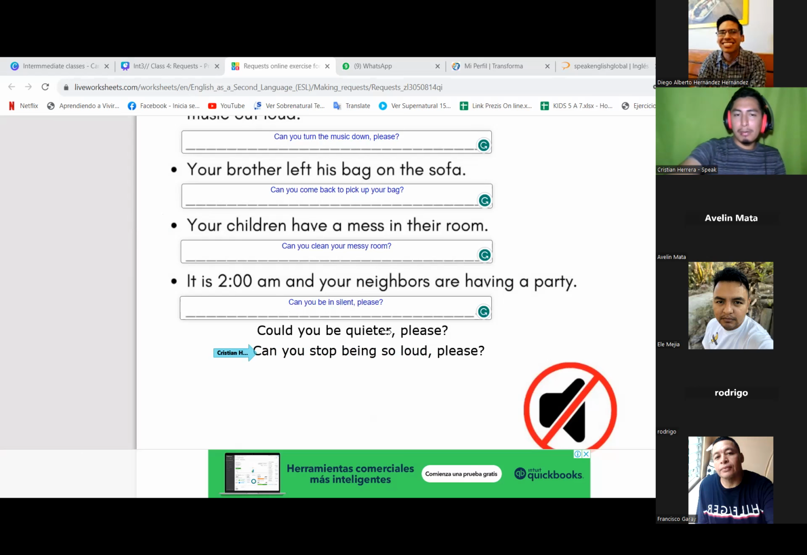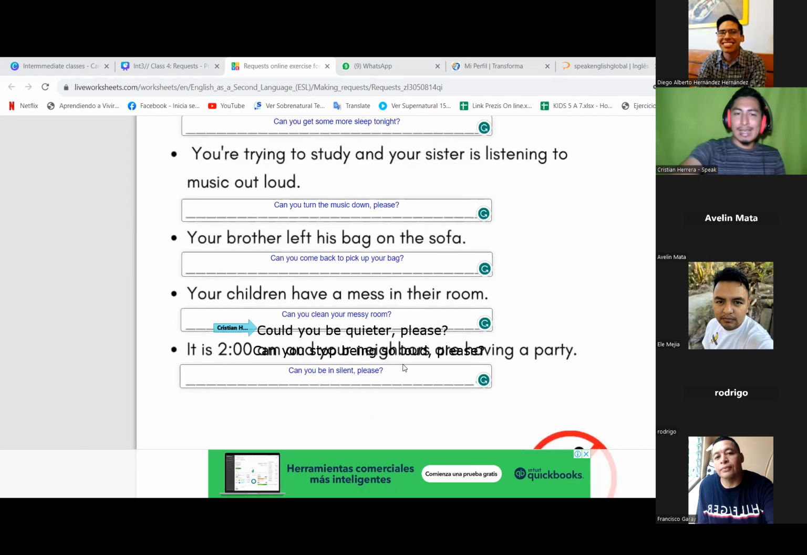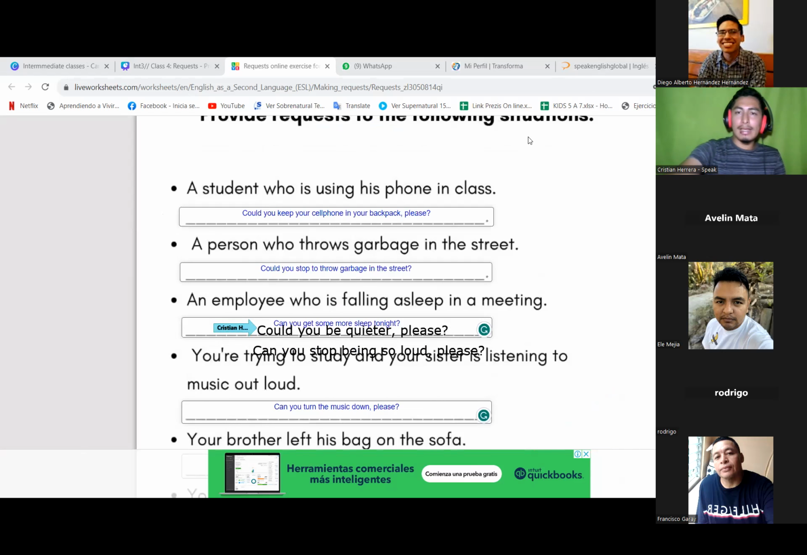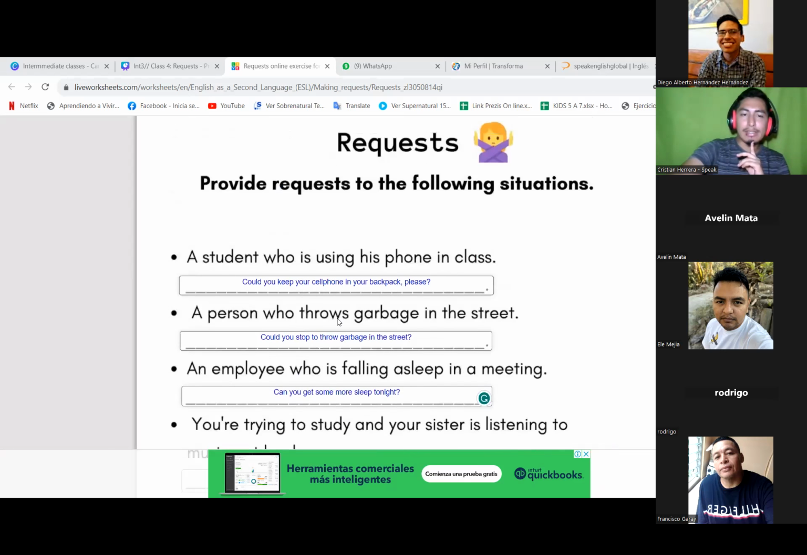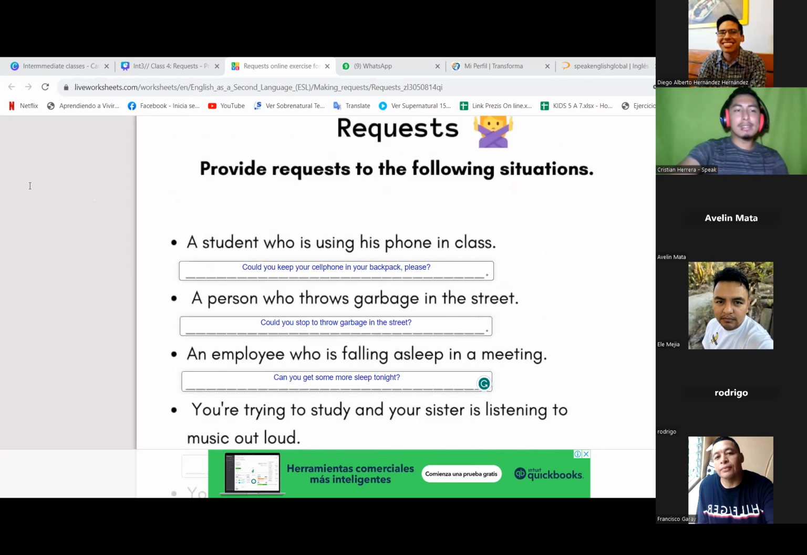It's good. Could you be quieter, please? It's also a great option. Okay. Well, guys, we finished with this exercise. I could say that these options that you said are correct. The structures, guys, are really good. Just, guys, something I can mention, it's about the use of stop. When we use stop, everybody, I remember Rodrigo did it in that way.